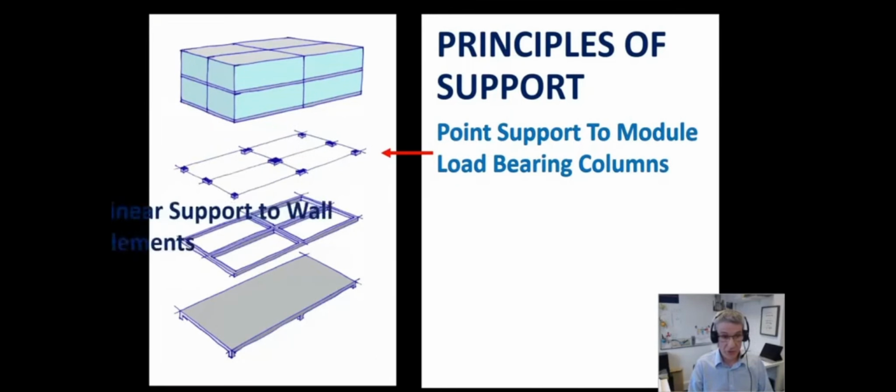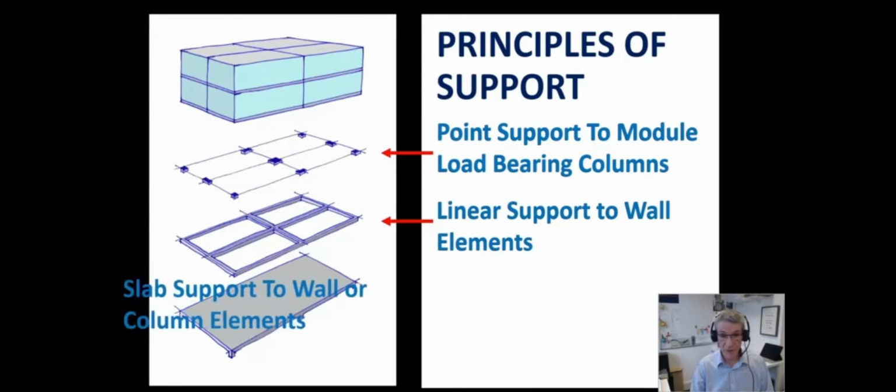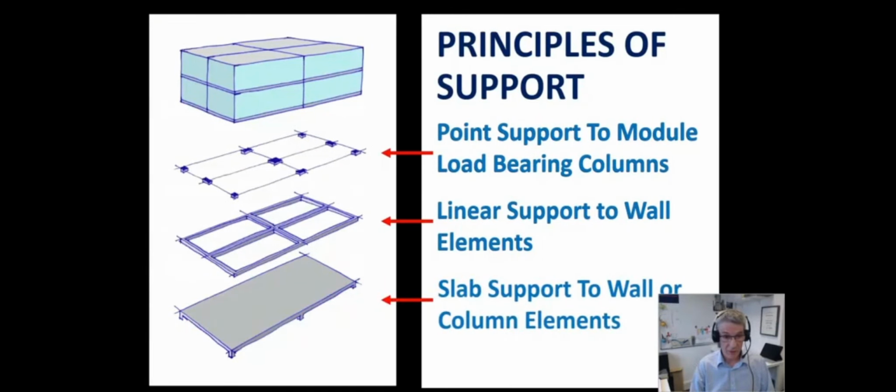For supporting those modules, when we have point loads, we require to pick up those areas. When you have wall supported modules, you have to have linear supports for the wall elements. In general, we use podium slabs, which works as a solution for both types.